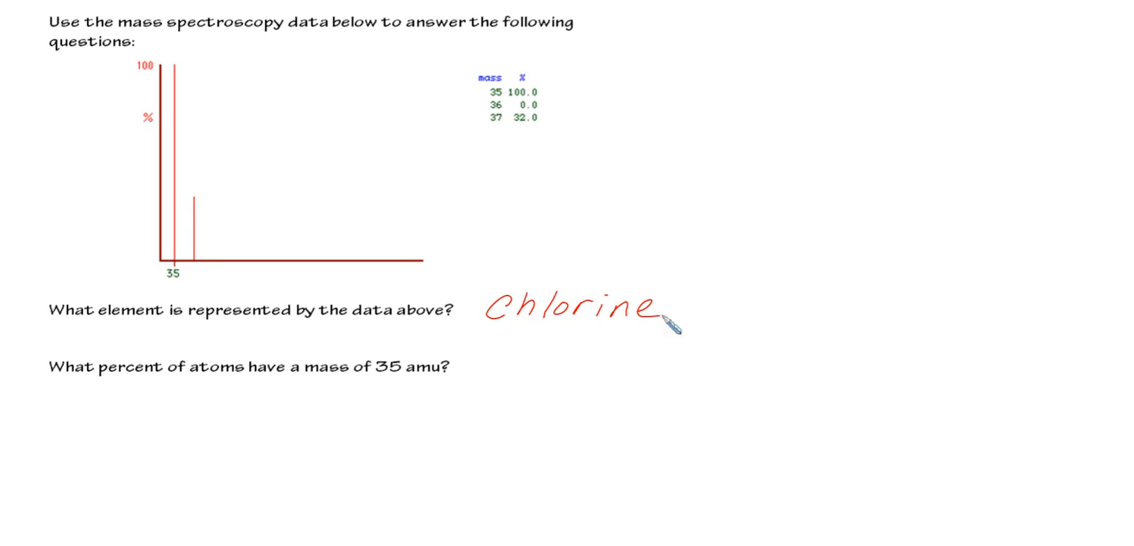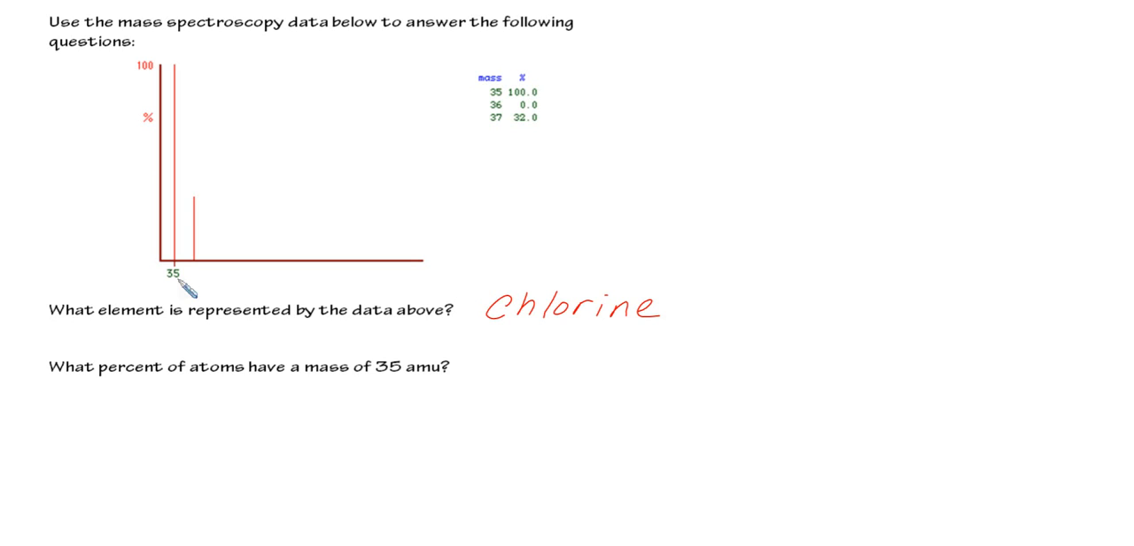And so here's what I'm going to do with the second one. What percent of atoms have a mass of 35 AMU? Which I get it. These graphs are kind of written and labeled goofy. Because the most common wrong answer is people say, well, 100%. That's what it says right here. 100% of the isotopes are mass 35. But what about that other 32% that are mass 37?